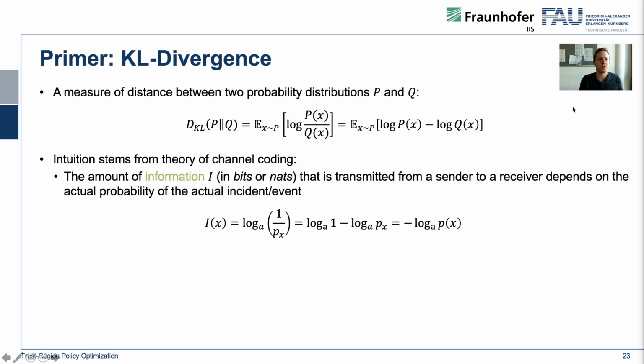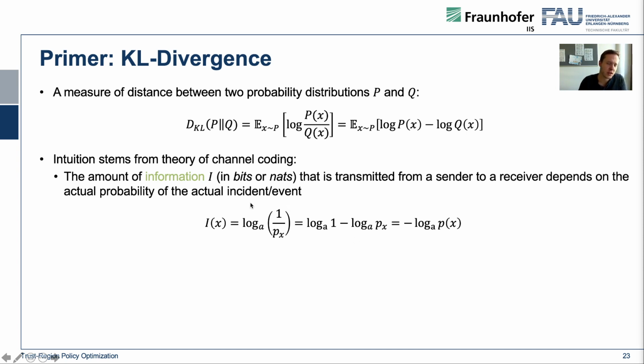And what's the intuition behind this? The intuition stems from the theory of channel coding. And in channel coding, you talk about information. The amount of information, expressed in terms of bits or nats or natural units, that is transmitted from a sender to a receiver depends on the actual probability of the event, of the incident that you're transmitting.